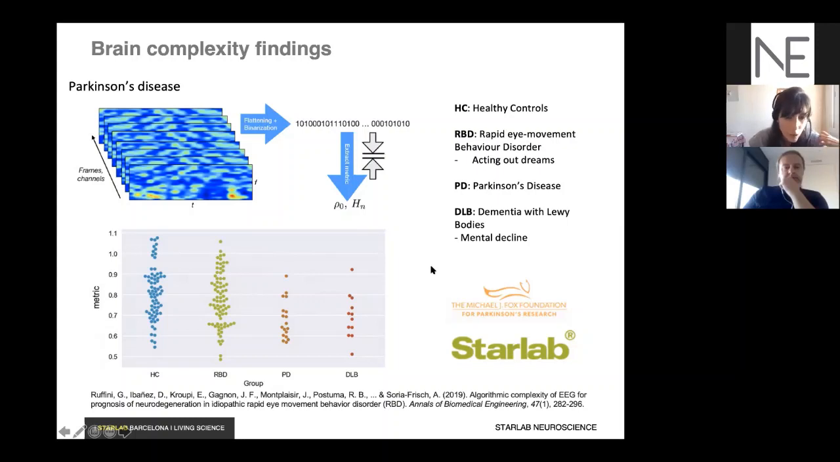In this case, we found decreasing complexity with disease progression, as you can see here. So the healthy controls have higher complexity than the RBD, which has higher complexity than the PD, which has higher complexity than the DLB. So this is why I want to remind you of that nice quote: go simple. Simple is good, but don't overdo it.